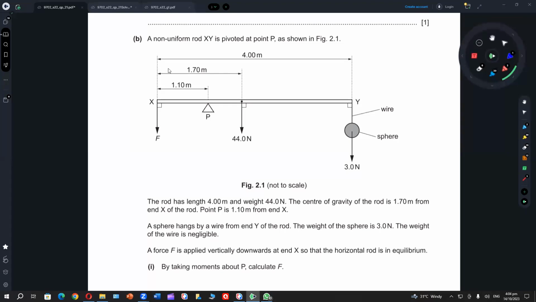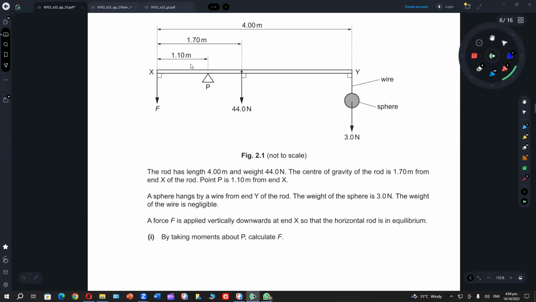A sphere hangs by a wire from end Y of the rod. The weight of the sphere is 3 Newton. The weight of the wire is negligible. A force F is applied vertically downward at end X so that the horizontal rod is in equilibrium.